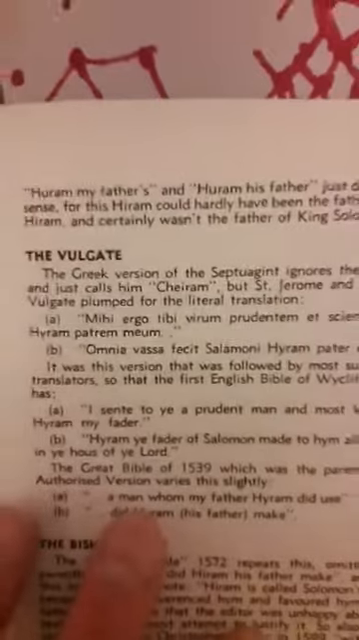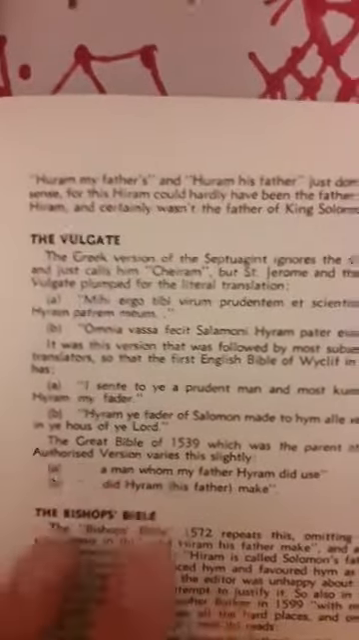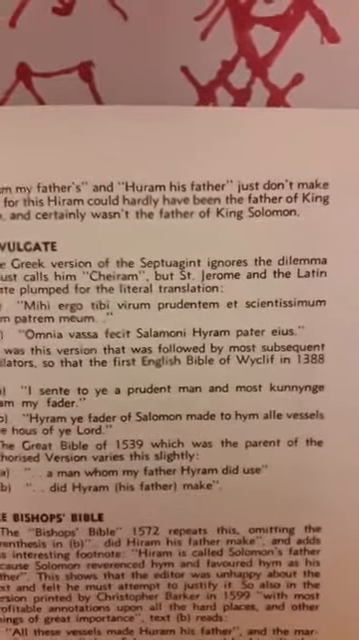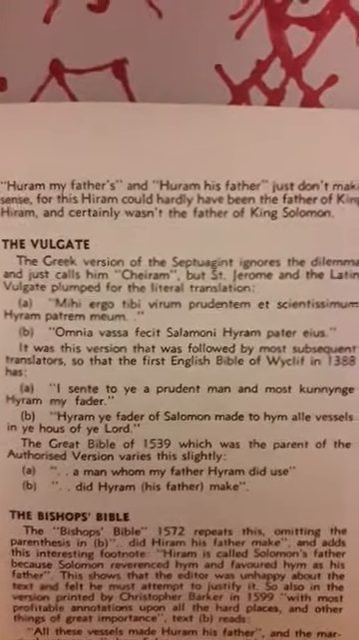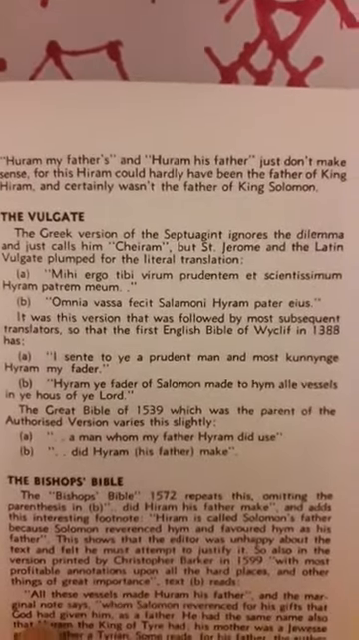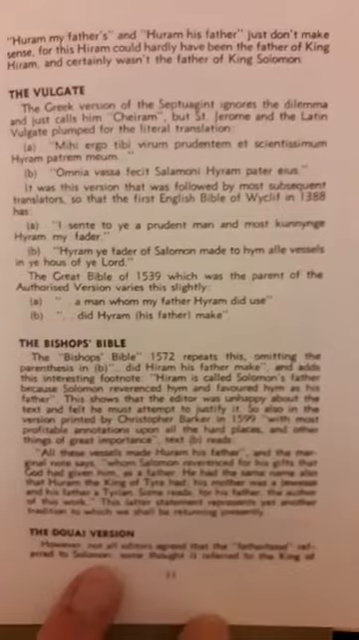The Vulgate, look. The Greek version of the Septuagint ignores the dilemma and just calls him Chirim. But St. Jerome and the Latin Vulgate plumped for the little translation, and I can't read that, I'm really sorry. I'll leave that there for you. The Great Bible of 1539, which was the parent of the authorised version, varies this slightly: a man whom my father Hiram did use, did Hiram his father make.